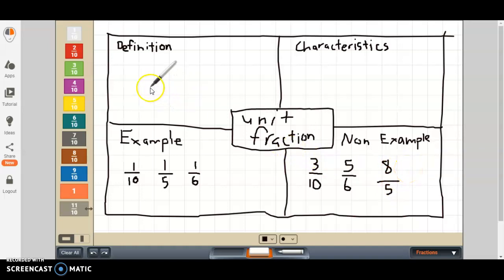So, what would be a good definition? Well, a good definition might be a smallest one piece of a whole, right? One piece of our denominator, right? And a characteristic. Well, a good characteristic to talk about may be the smallest pieces for a fraction, right? So 1 is always in the numerator.